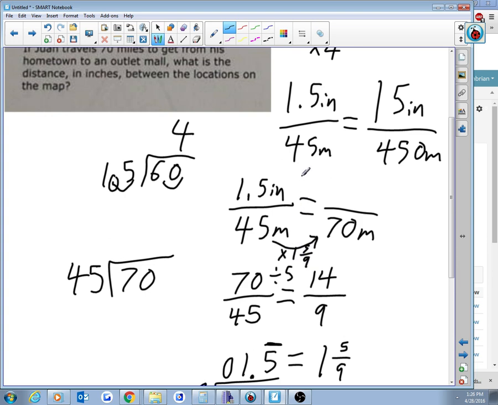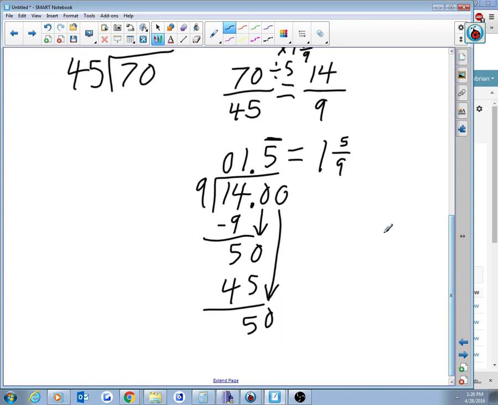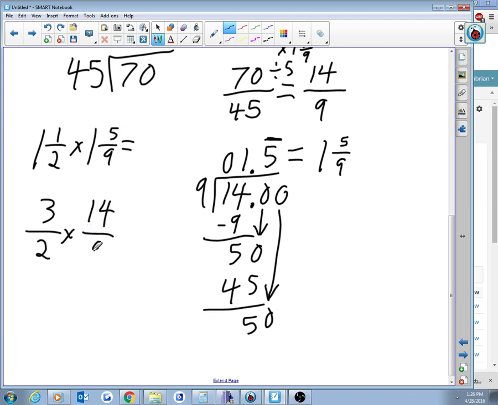ninths. So 1.5 times 5 ninths is going to be, let's see, 1 1/2. 1.5 is the same as 1 1/2. Whoops, not 1/5. 1 and 1/2 times 1 and 5 ninths. Okay, let's leave these as fractions. Let's make them improper though. 2 times 1 is 2 plus 1 is 3. So 1 1/2 is the same as 3 halves times 1 and 5 ninths, which is the same as 1 times 9 is 9 plus 5 is 14 over 9.